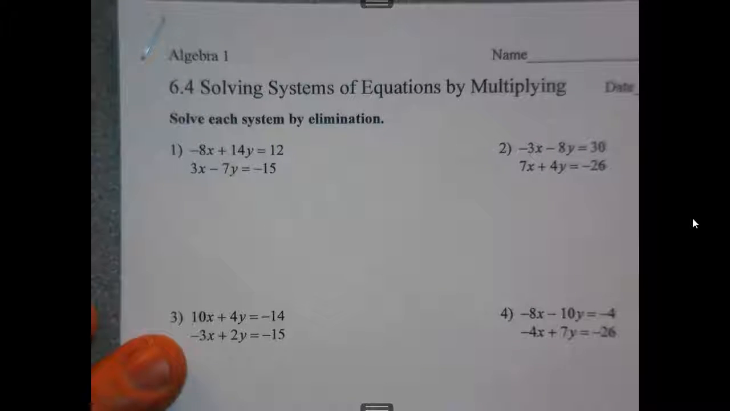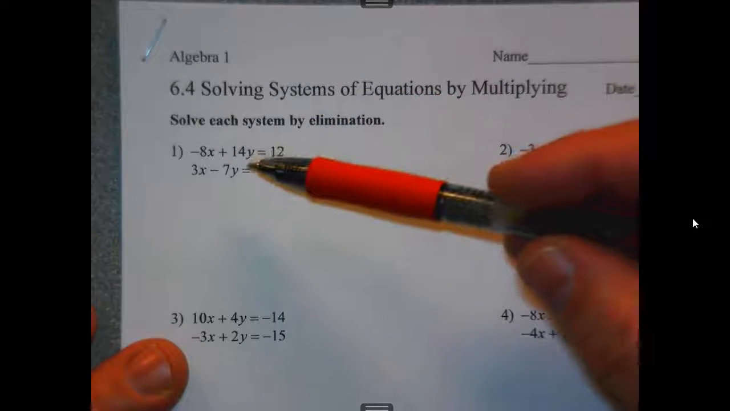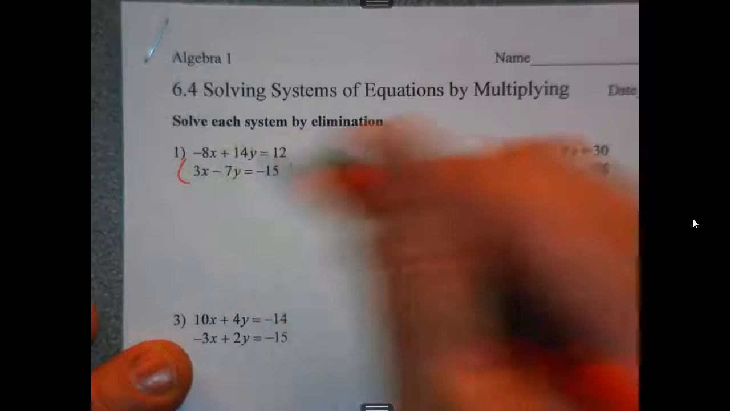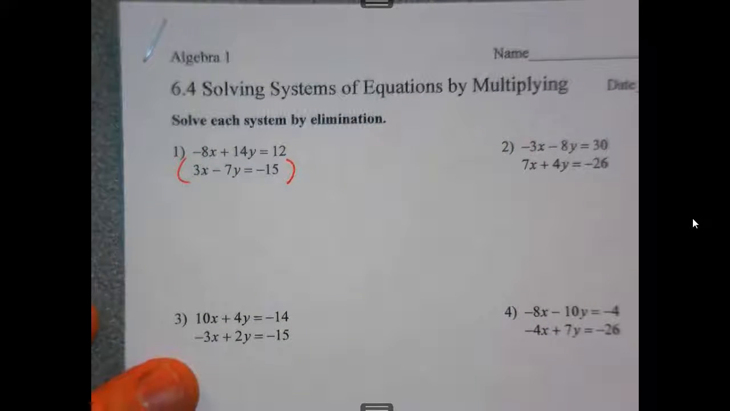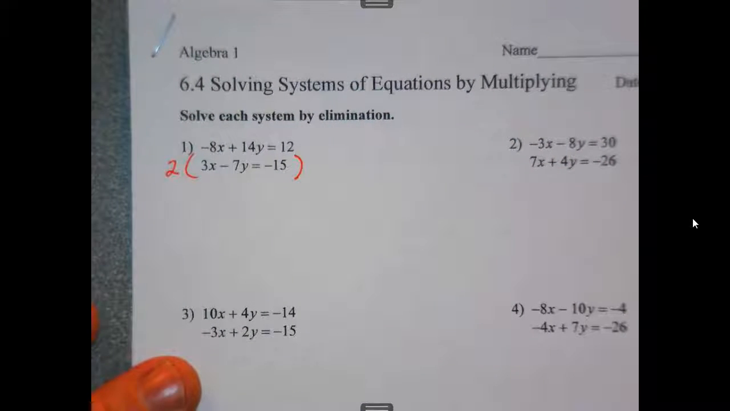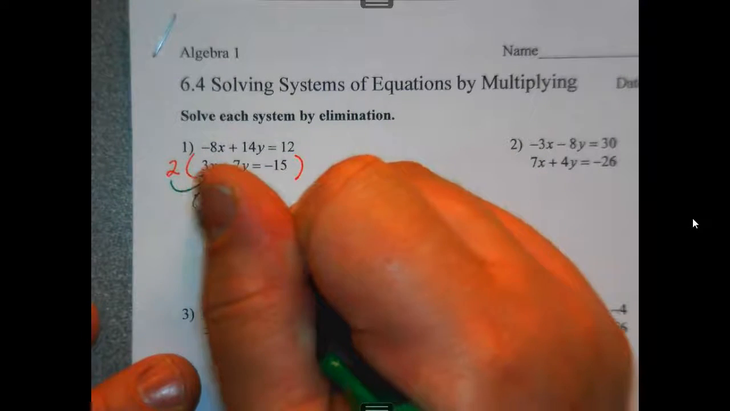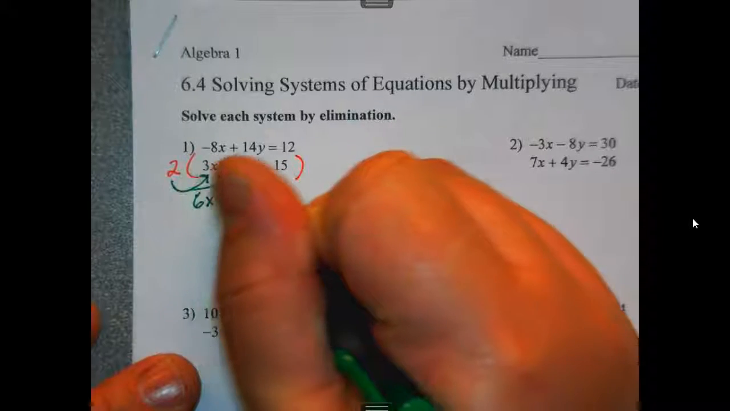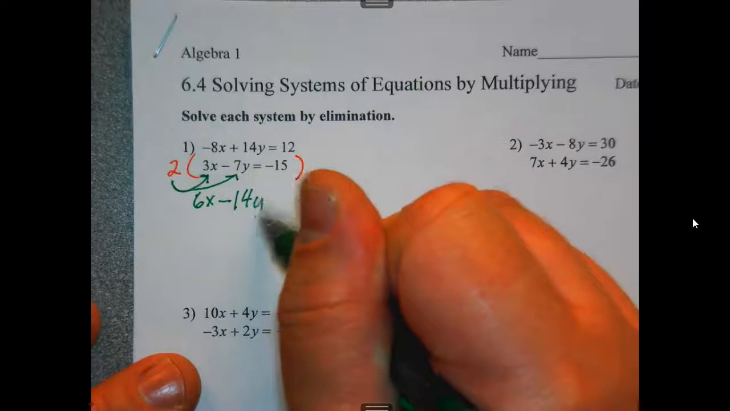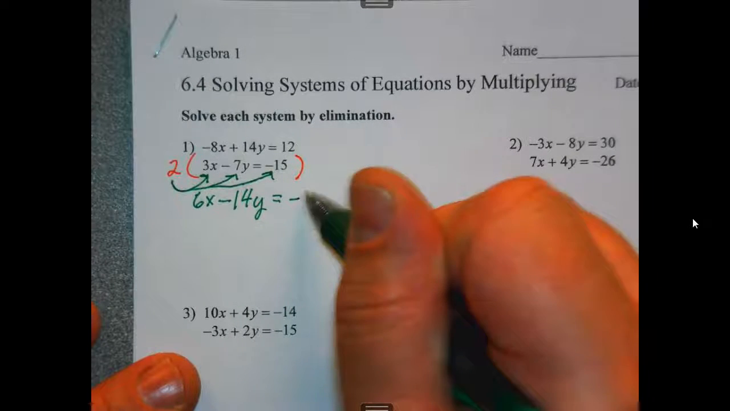Now, the y's are going to be a little bit easier because 7 is a factor of 14. How many 7s go into 14? 2. So I'm going to multiply the bottom by +2 because they're opposite signs already. So 2 times 3x equals 6x. 2 times -7y is -14y. And 2 times -15 is -30.